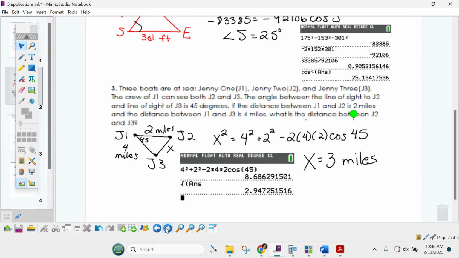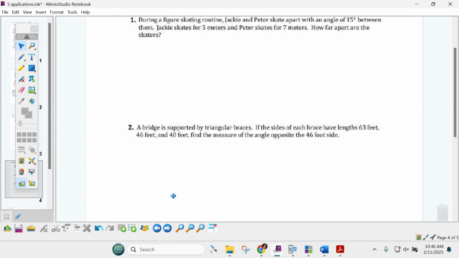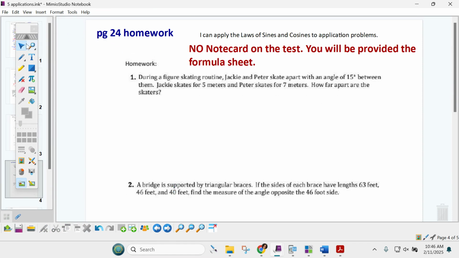All right, so we're getting a lot closer to our unit test. So your practice today is page 24, as noted on the calendar. There is no note card on this test, but you will be given the formula sheet that is on the back of your unit calendar. When you are done with this page, check your answers with the class notes posted in Drive.